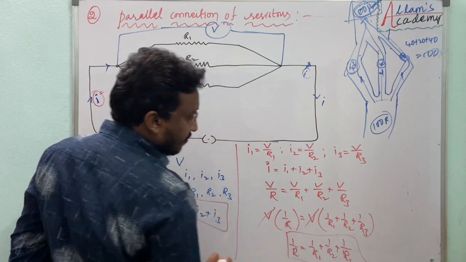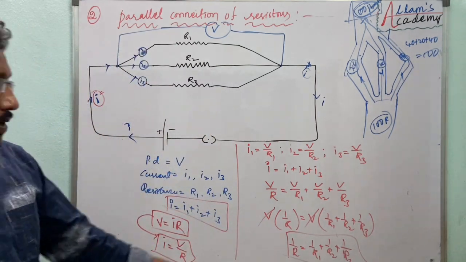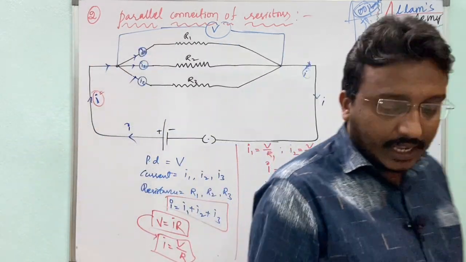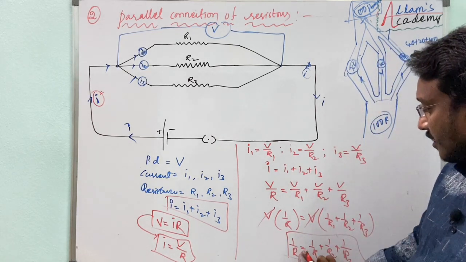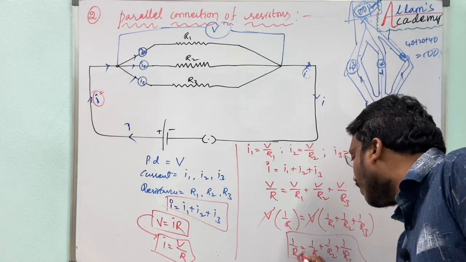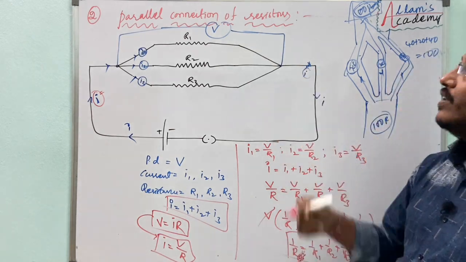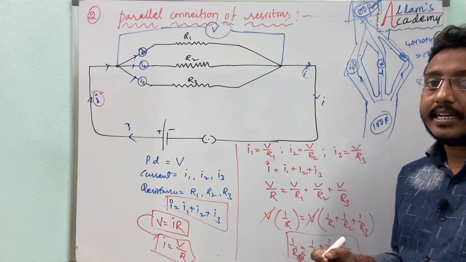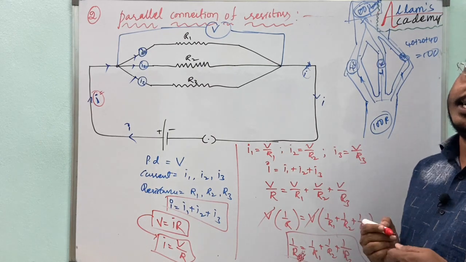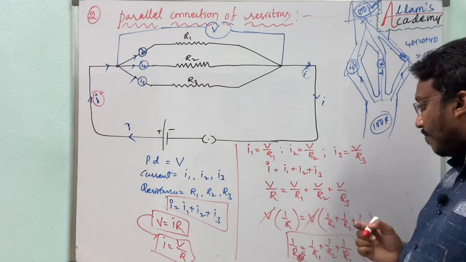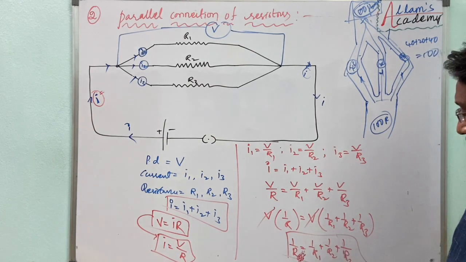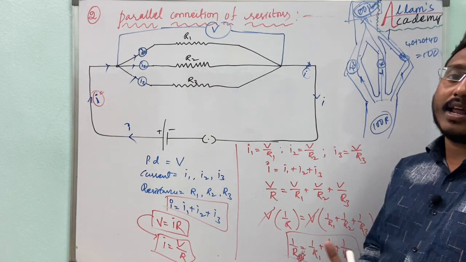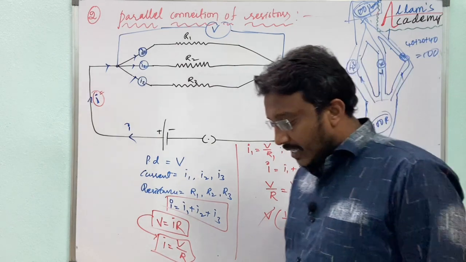This is the principle. This is the equation to find the effective resistance of resistors when they are connected in parallel. When they are connected in parallel, 1 by R effective equals 1 by R1 plus 1 by R2 plus 1 by R3. Right? Here is one example.